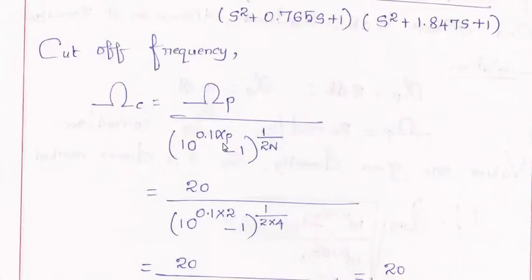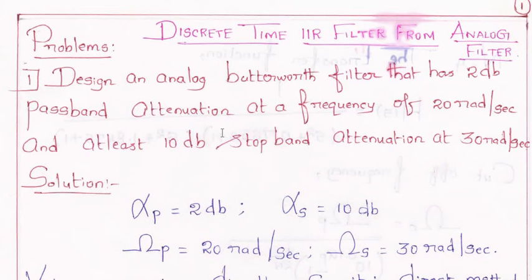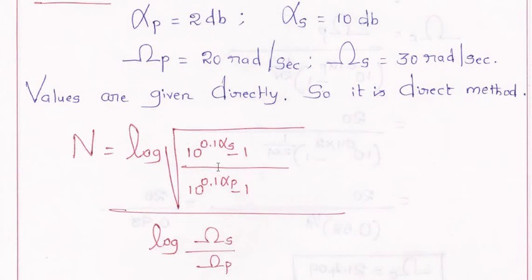So for example, here you are having one problem. Design an analog Butterworth filter that has 2 dB passband attenuation at a frequency of 20 radians per second and at least 10 dB stop band attenuation at 30 radians per second. Alpha p is equal to 2 dB, alpha s is equal to 10 dB, ohm p is equal to 20 radians per second, ohm s is equal to 30 radians per second. Values are given directly, so it is the direct method.